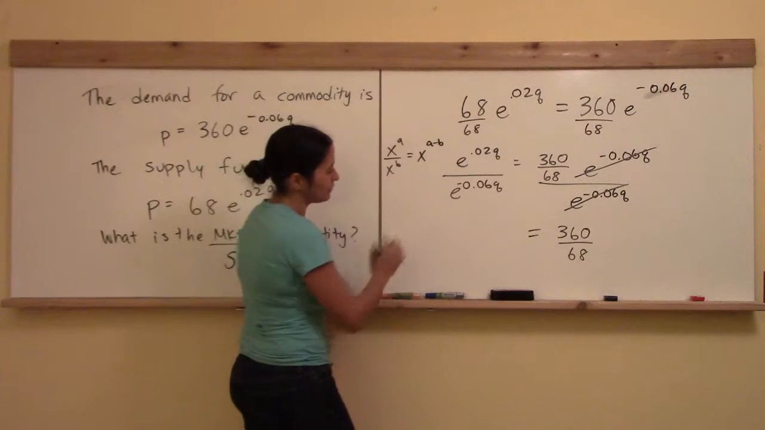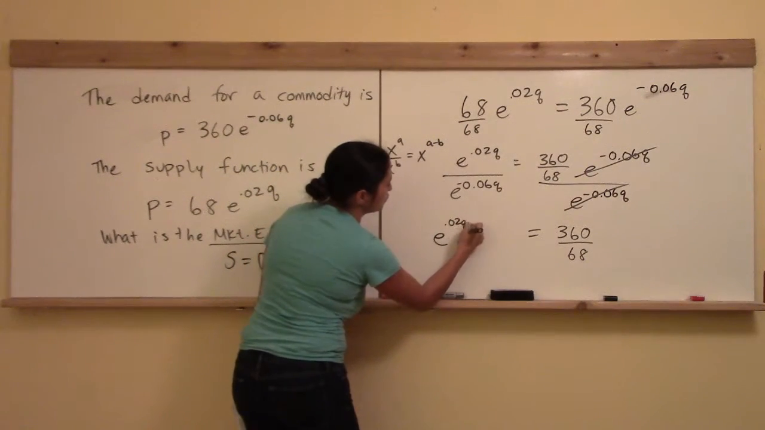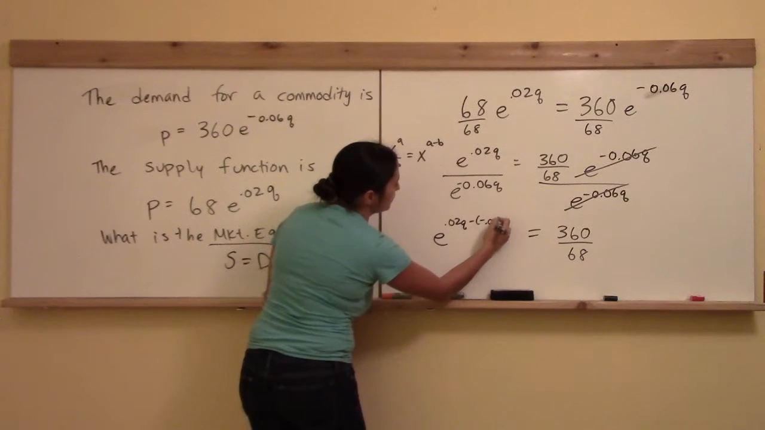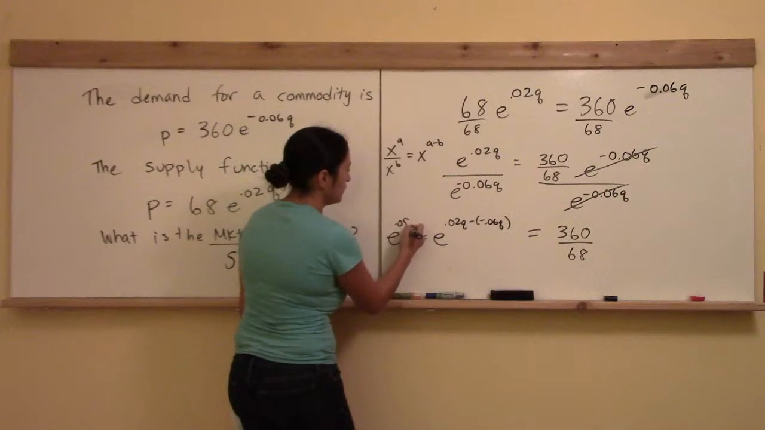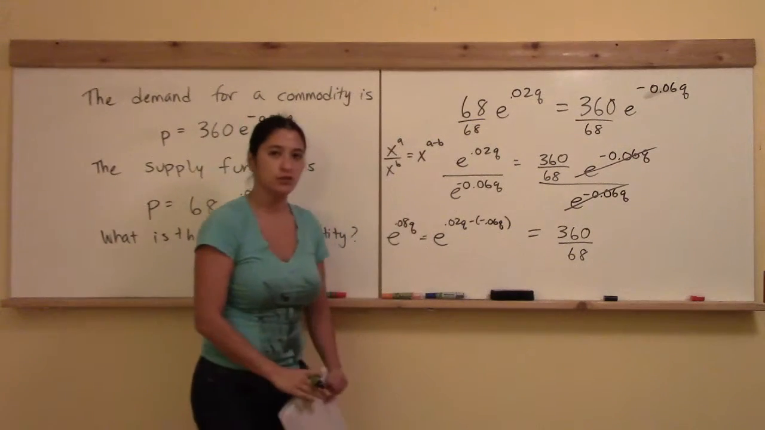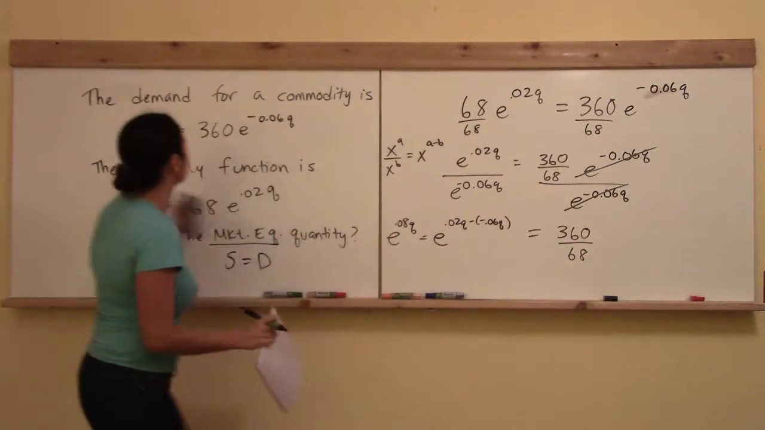You actually had to use that right here. So this is going to be e to the 0.02q minus a negative 0.06q. Okay, and altogether that's e to the 0.08q. So what you should have got is e to the 0.08q is equal to 360 over 68.